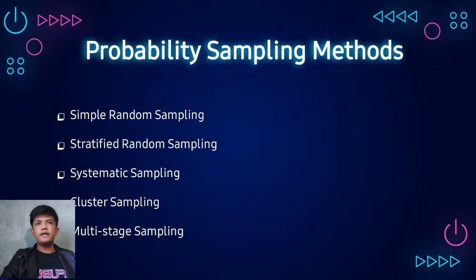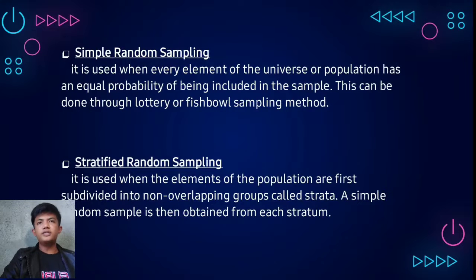Okay, here are the types of probability sampling methods: simple random sampling, stratified random sampling, systematic sampling, cluster sampling, and multi-stage sampling. Okay, simple random sampling is used when every element of the universe or our population has an equal probability of being included in the sample. This can be done through lottery or fishbowl sampling method, meaning it is the easiest random sampling.